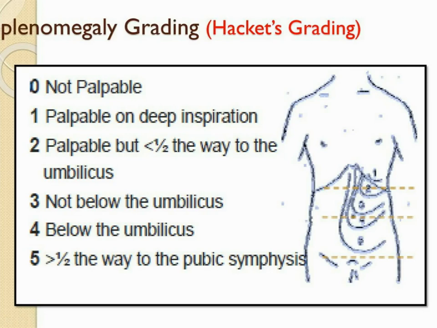Huge splenomegaly reaches the umbilicus. The fifth grade is halfway between the umbilicus and the symphysis pubis. This is Hackett's grading of splenomegaly: 0 not palpable, 1 palpable on deep inspiration, 2 palpable but less than halfway to the umbilicus, 3 reaching the umbilicus but not below it, 4 below the umbilicus, and 5 halfway to the symphysis pubis.